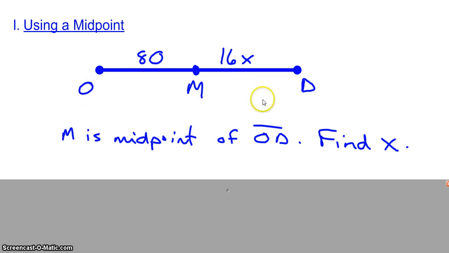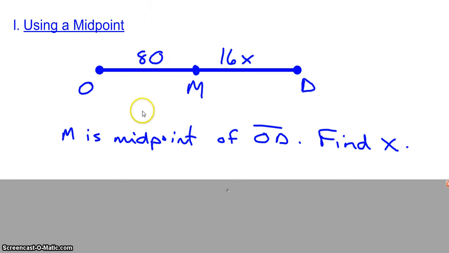Draw the picture of segment OD. And then we could also call this segment DO. And then M, as it says, is the midpoint of segment OD. We also are given a couple of dimensions. We're given 80, which represents what small segment here?